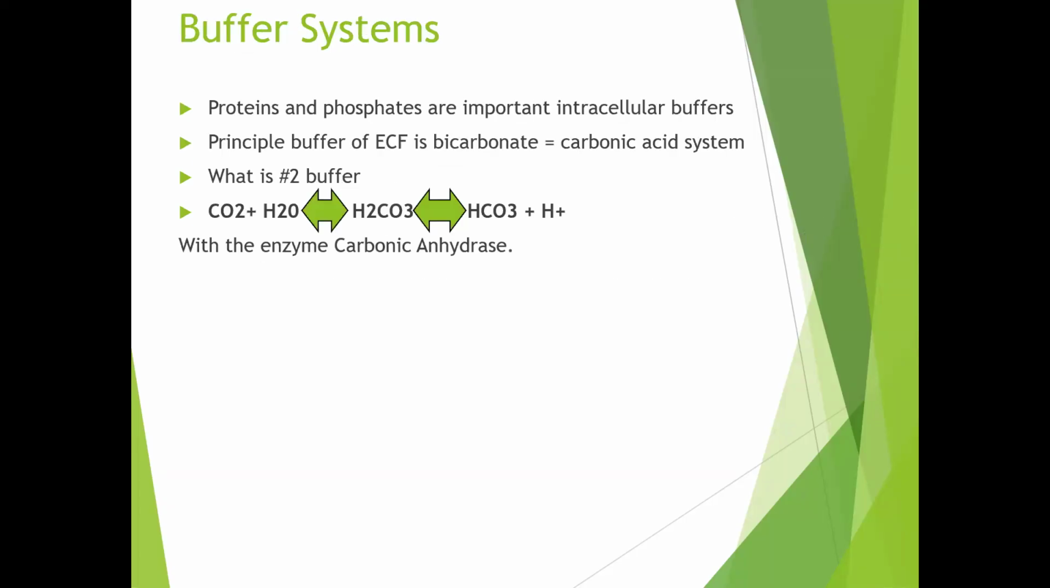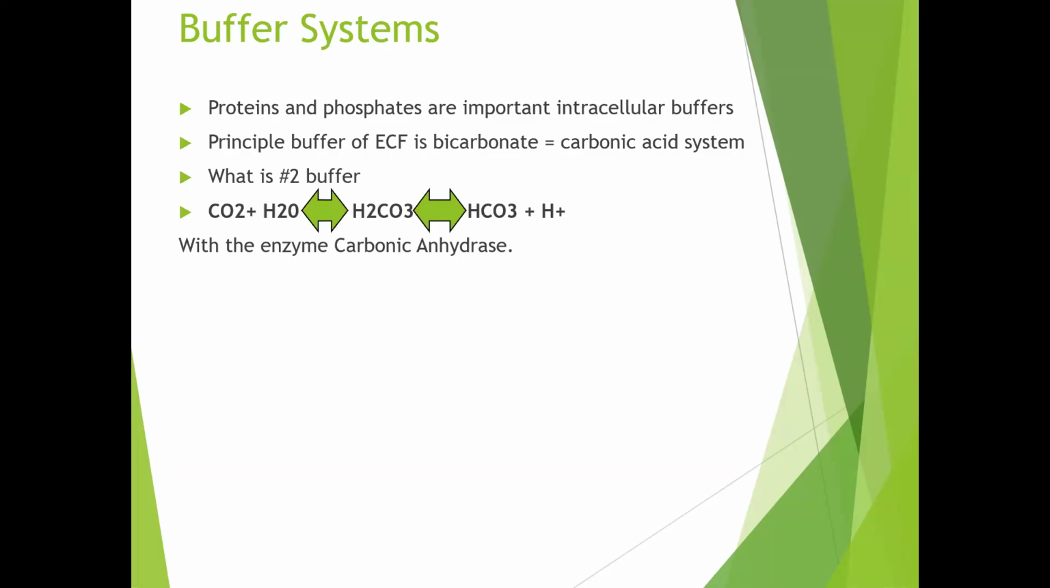Buffers are the proteins and phosphates, the intracellular buffers. The principal extracellular buffer, which if you remember is about half in the cell and half outside the cells, is bicarb. That's the number one. Chloride is its backup. Carbonic acid system, we talked about that. Arrows in the same direction.